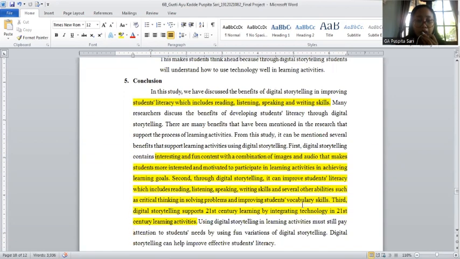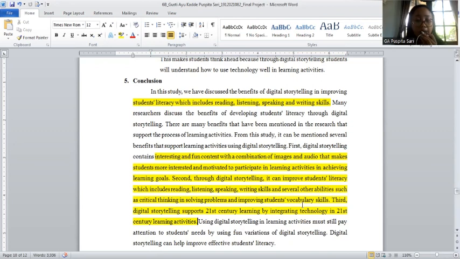For the conclusion, in this article, student literacy includes not only reading skills but also listening, speaking, and writing skills. Digital storytelling contains interesting and fun content with a combination of image and audio that can make students more interested and motivated to participate in learning activities and achieve learning goals. Second, digital storytelling can improve students' literacy, which includes reading, speaking, listening, writing, and several other abilities such as critical thinking in solving problems and improving students' vocabulary skills.